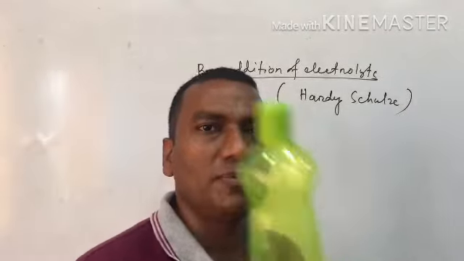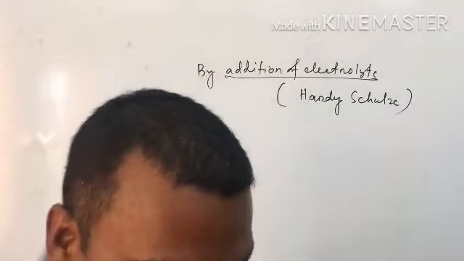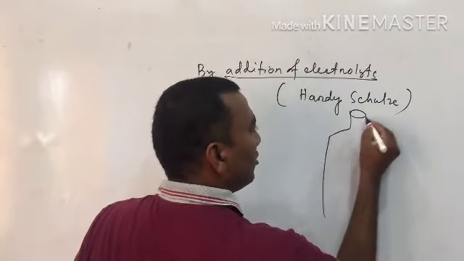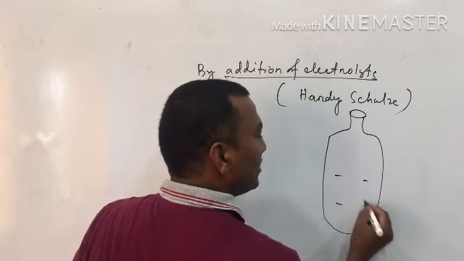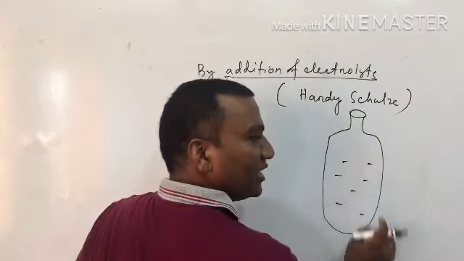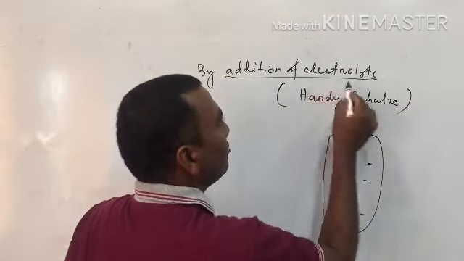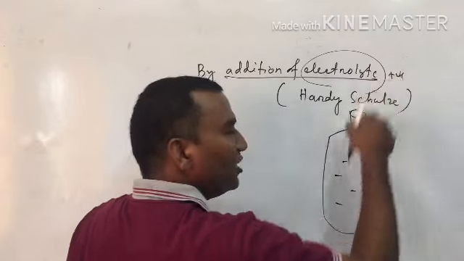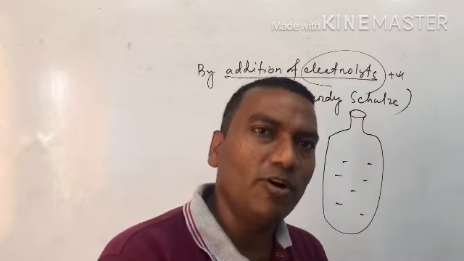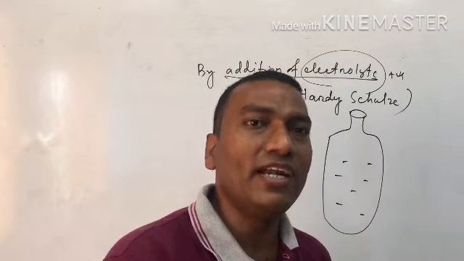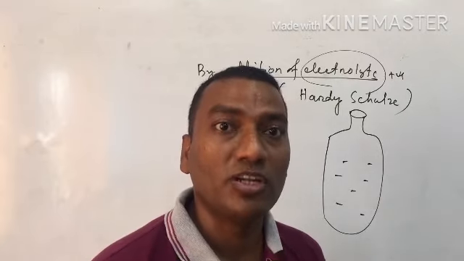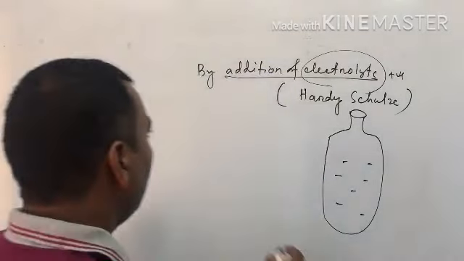Suppose inside this bottle we take some colloidal solution, and negatively charged colloidal particles are present. If you add an electrolyte which has a positive charge, it can be easily coagulated. Now the question is: suppose the negative colloidal particle is present and we are adding different types of electrolyte. For which electrolyte is the coagulation rate faster?